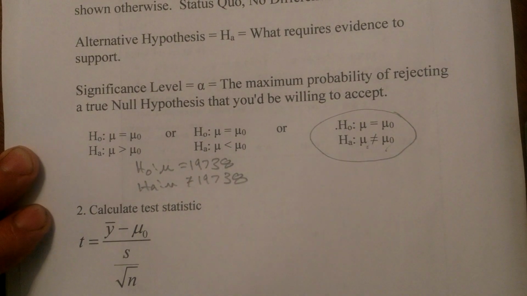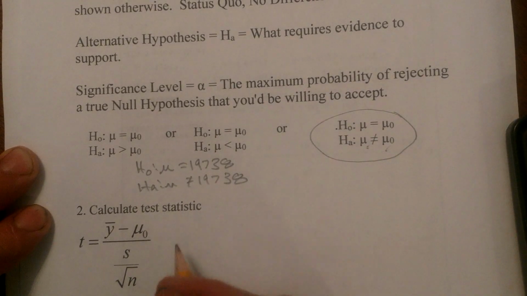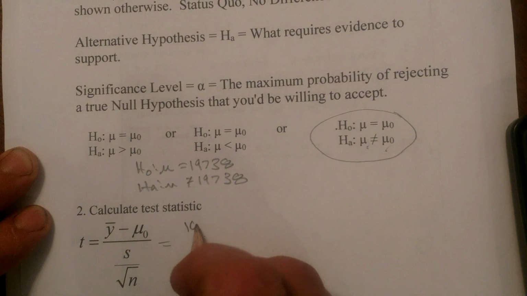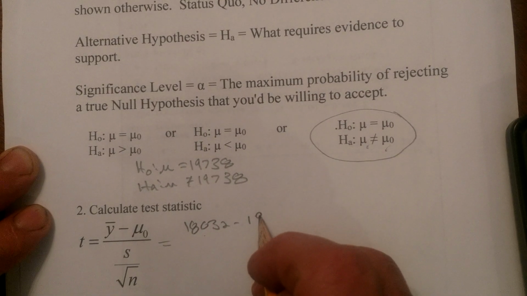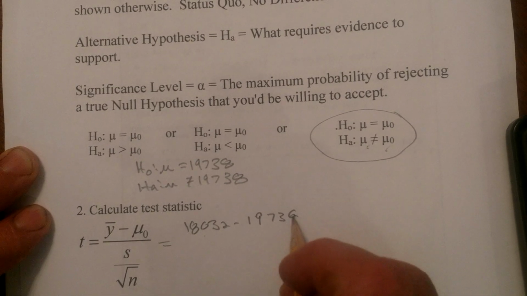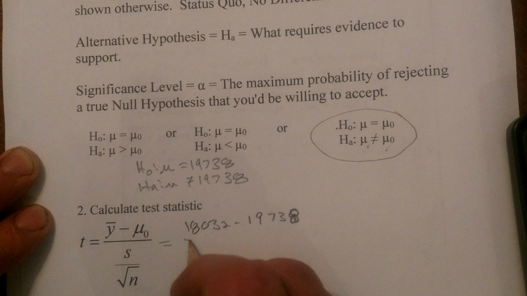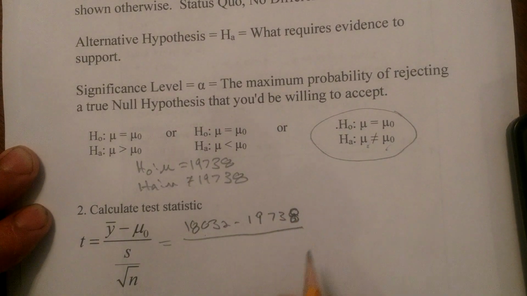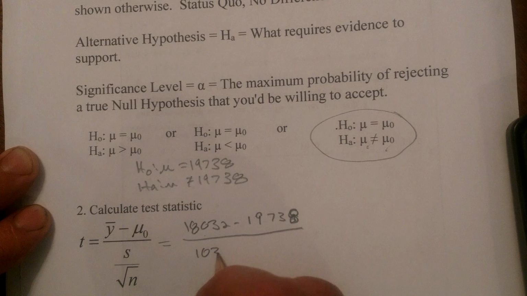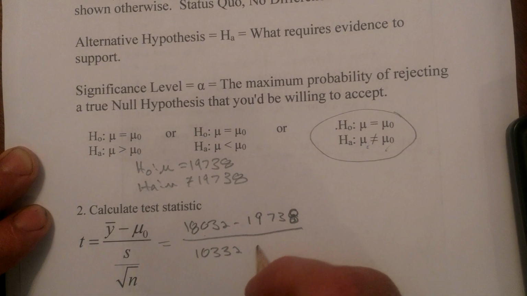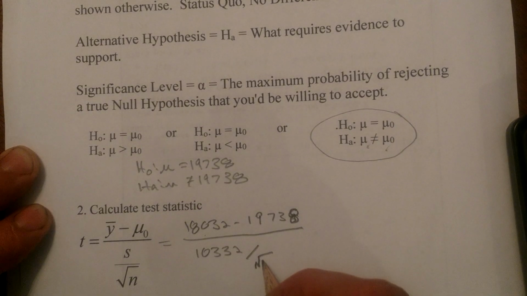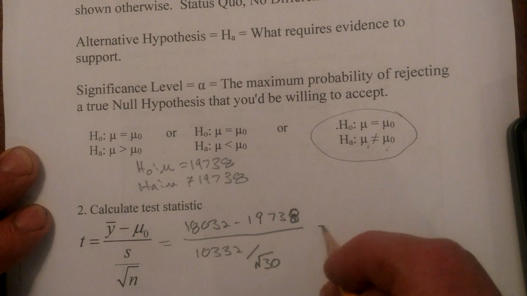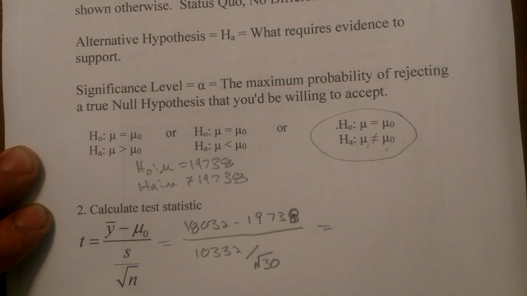Since our sample mean was 18,032 minus a hypothesized mean of 19,738, divided by the standard deviation that I'm assuming is 10,332, and divide that by the square root of n, and our n I'm assuming is 30. I'm just trying to remember as best I can since I can't access Minitab right at this second and I need to get this out to you. All right, let's calculate that out on our calculator here.